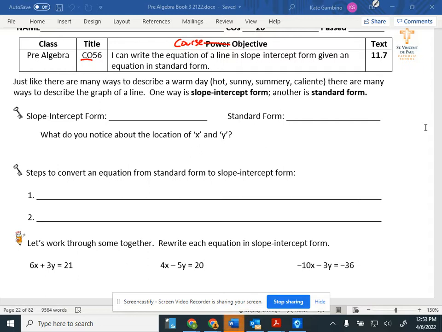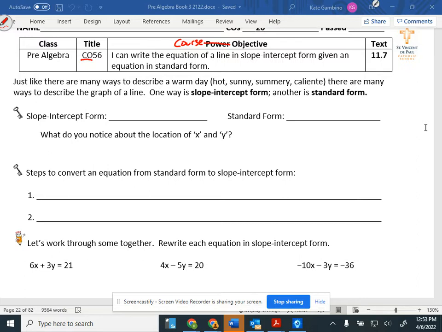So it is, I can write the equation of a line in slope-intercept form, given an equation in standard form. So we're still working with that slope-intercept form, and we're doing a new way to put it into slope-intercept form. Just like there are many ways to describe a warm day, it could be hot, sunny, summery, caliente, I'm guessing that's Spanish. There are many ways to describe the graph of a line.